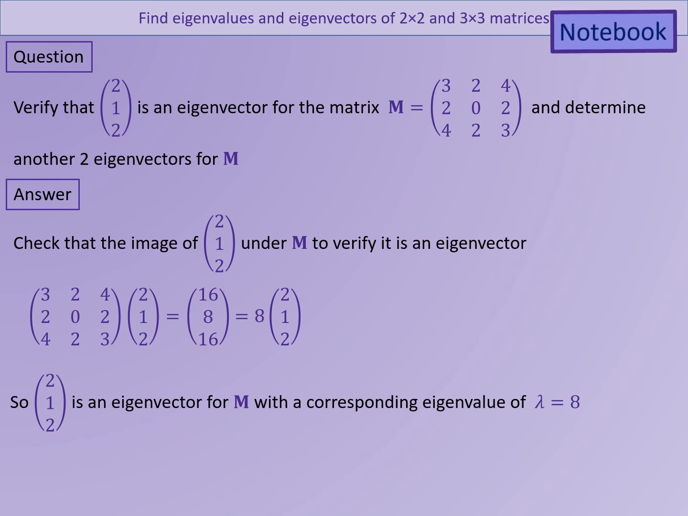So I'd write a short sentence, something like that, just to confirm that you understand exactly what's going on. So (2, 1, 2) is an eigenvector of M, and it has a corresponding or associated eigenvalue of lambda equals 8.